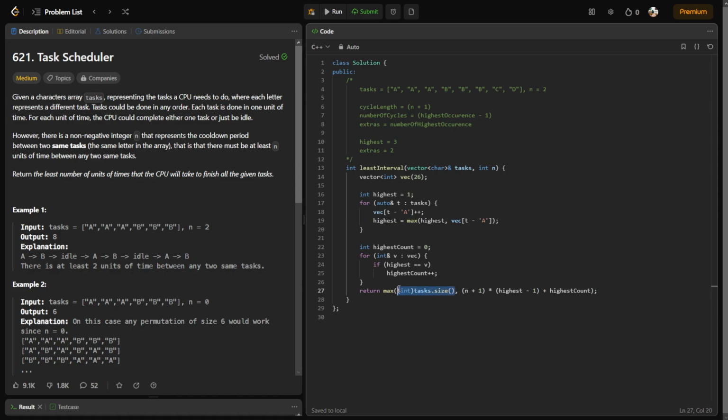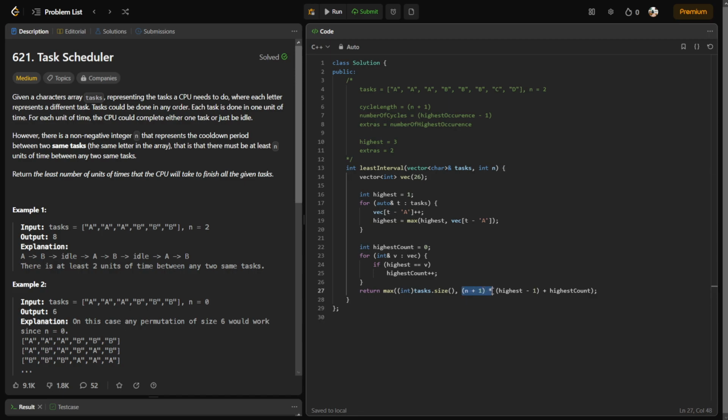Okay, this is if n is equal to 0, right? If n is equal to 0, then we can basically execute all the tasks one after each other, because there is no cooldown, right? So basically I'm putting the size of the tasks here just in case the number we counted is lower than the actual size of the tasks, which is possible if n is equal to 0, right?